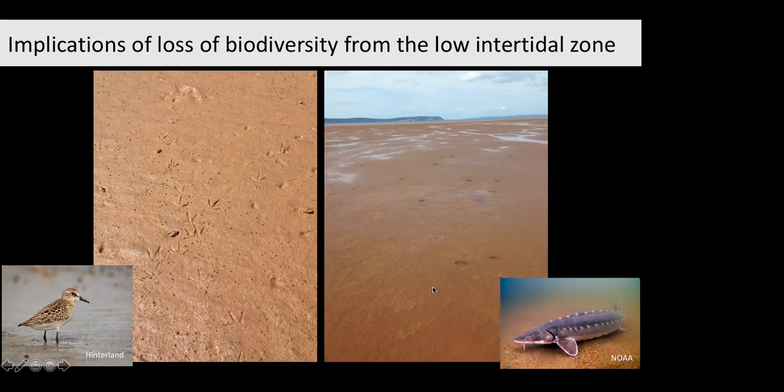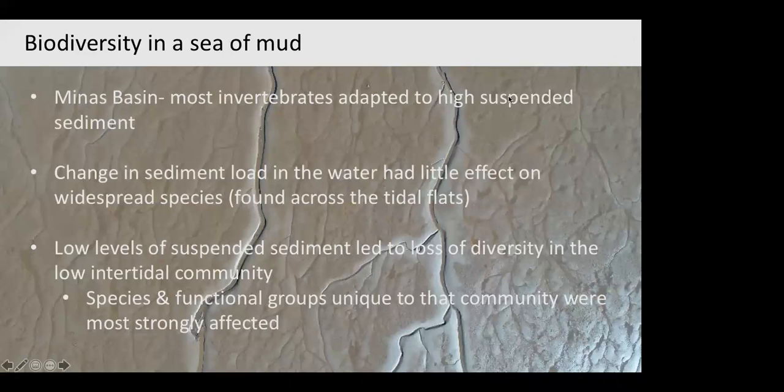And this image here shows fish bites from Atlantic sturgeon. So this is a fish bite, at least 13 different fish bites. And so the sturgeons are coming up on the tide, they take a bite, and then they spit out the sand and they eat the worms. And so if there's a loss of diversity, it could have a big impact on some of these species. So biodiversity in a sea of mud.